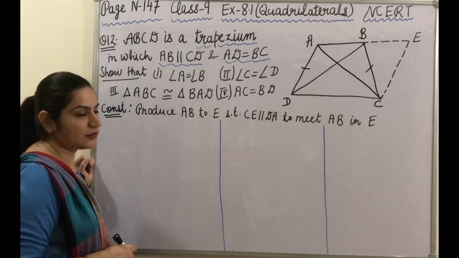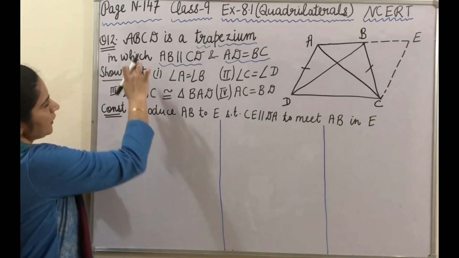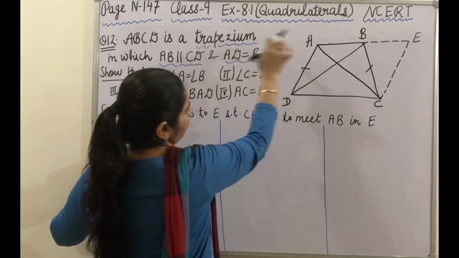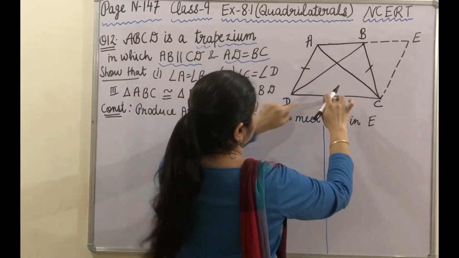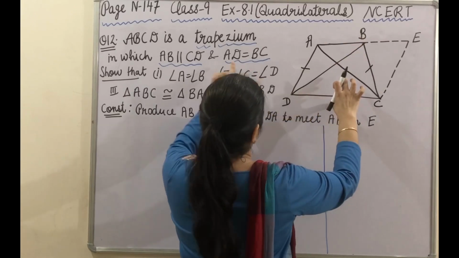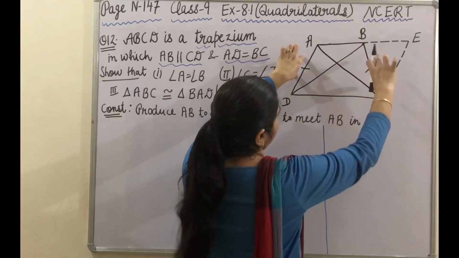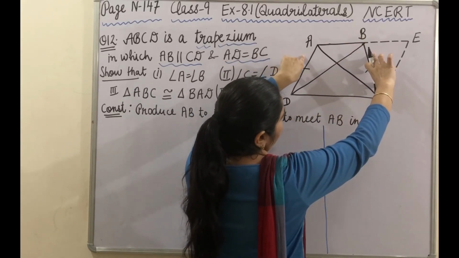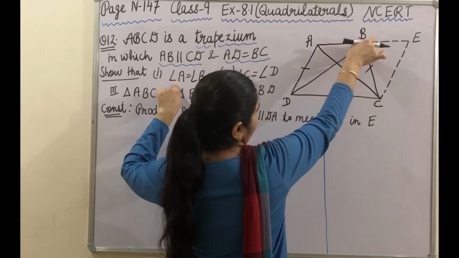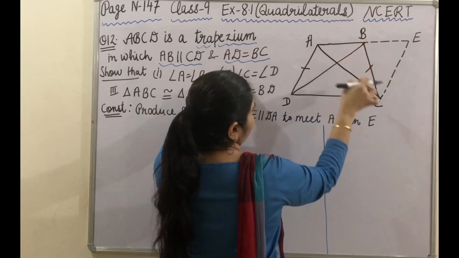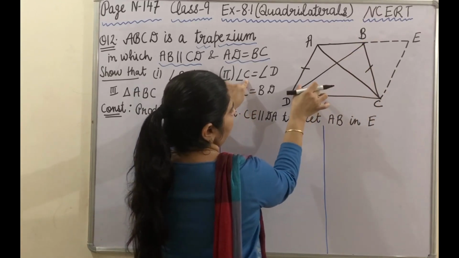Last question of the exercise. It's very important. It is given ABCD is a trapezium in which AB is parallel to CD, and AD is equal to BC. This is already given equal. We have to prove angle A is equal to angle B in the first part. In the second part, we have to prove angle C is equal to angle D.